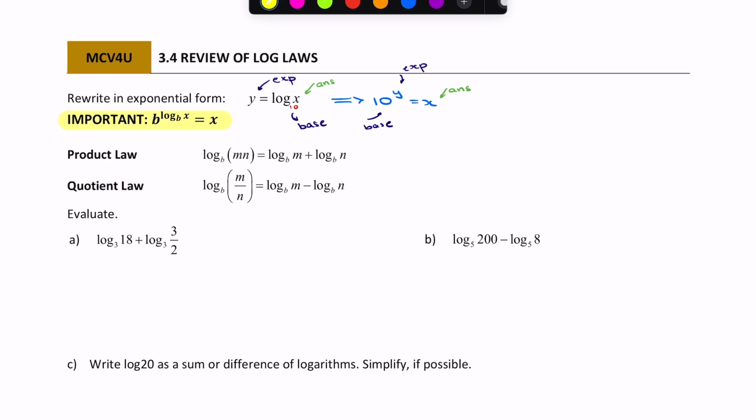And there are two laws for logs that are important. Log base b of m times n is equal to log base b of m plus log base b of n. That would be called the product rule. And when we look at the quotient rule, we see that log base b of m over n is equal to log base b of m minus log base b of n.